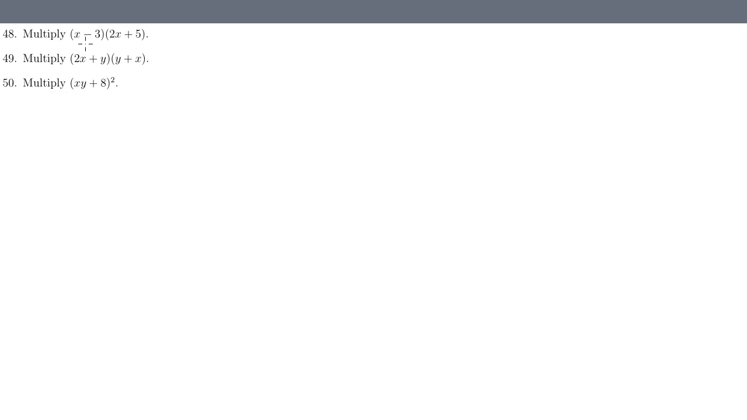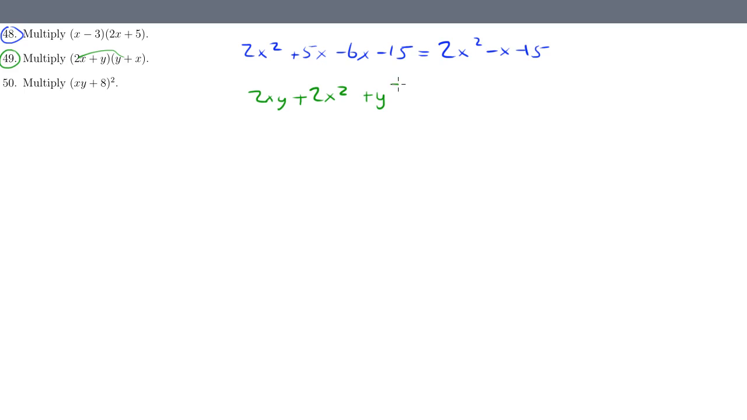Alright, now let's multiply. 48. 2x squared plus 5x minus 6x minus 15 is 2x squared minus x minus 15. Great. 49. 2xy plus 2x squared plus y squared plus xy. Right? xy. I get 2x squared plus 3xy, and then the y squared plus y squared.